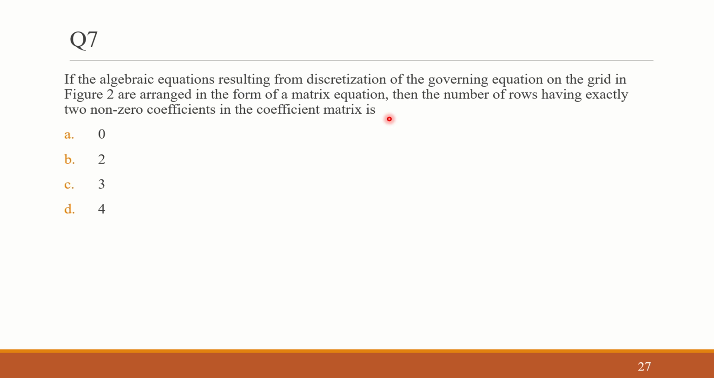So the answer is actually 2. 2 will be there because one is in the topmost triangle and one is in the bottommost right side triangle. In those two, we will have exactly 2 non-zero coefficients. So option B, that is 2, is the right answer.